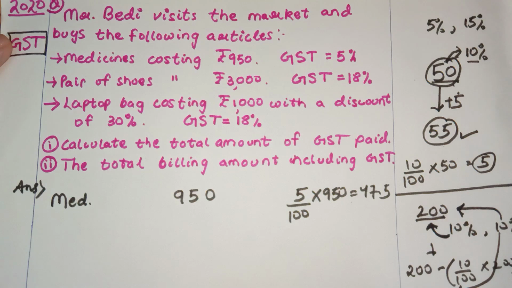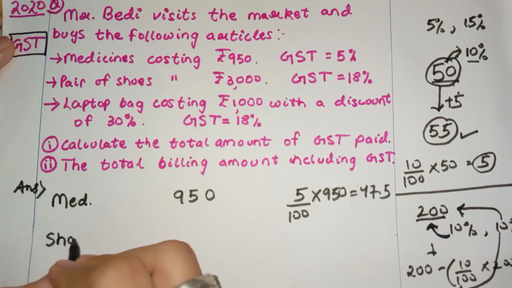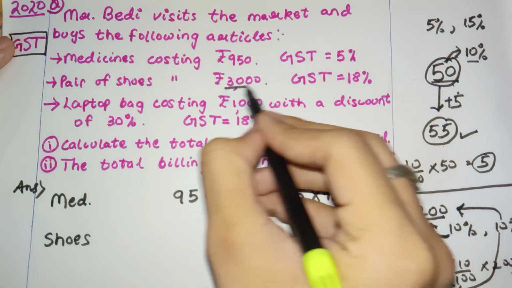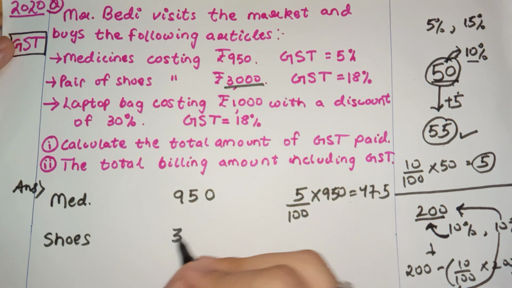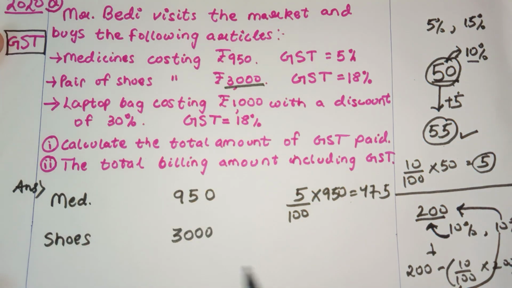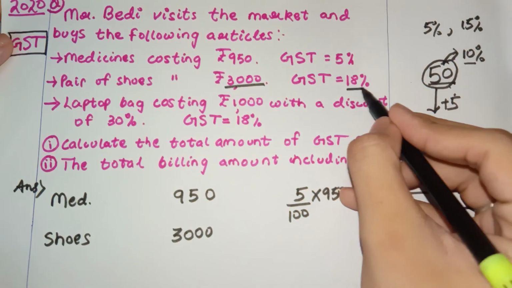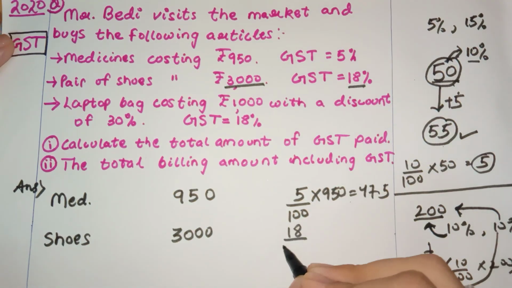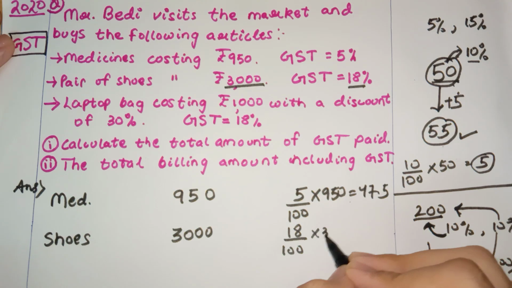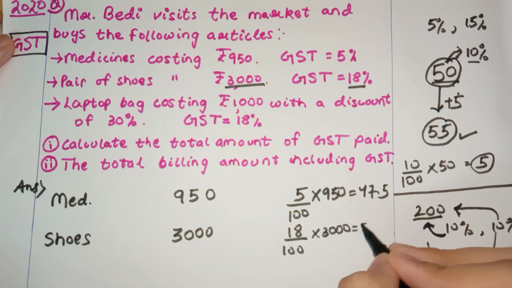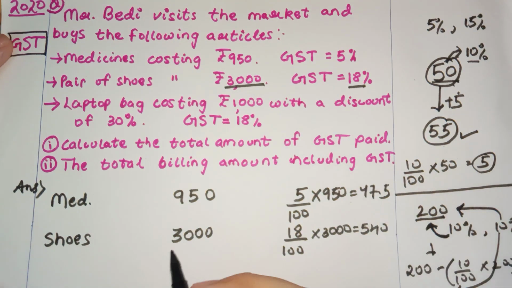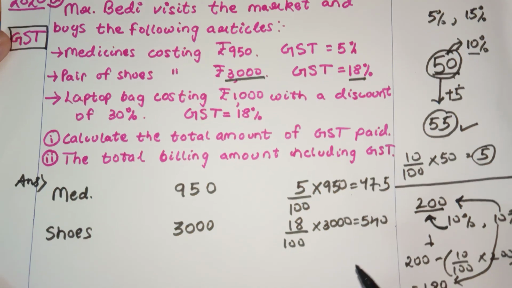Now he moves further and buys a pair of shoes. And the cost of the shoes is 3000. 3000 is the final price he has to pay. Now we have to add GST to this final price, and the GST is 18%. 18 by 100 into 3000. This is 540. So here he has to pay 540 rupees as GST for the shoes.